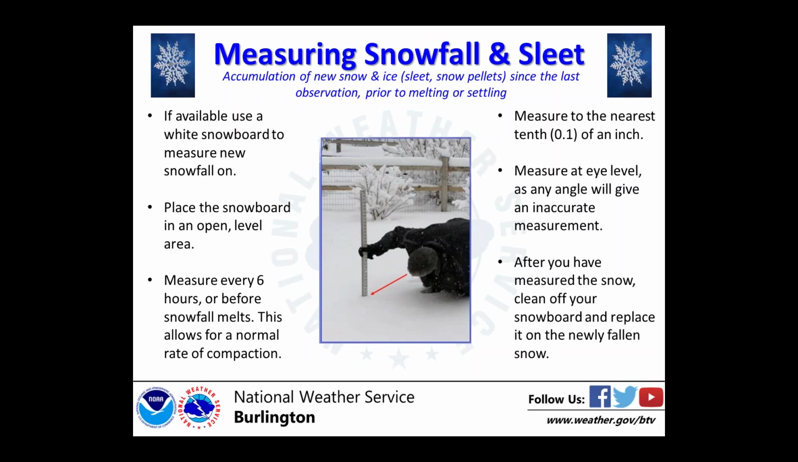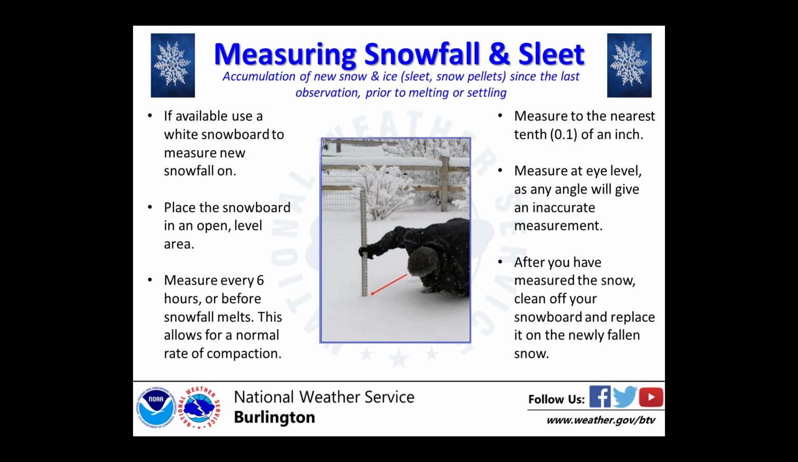Just some tips for measuring snowfall and sleet. You want to measure snowfall and sleet as the same. They're treated the same, but ice, when it's on branches and walkways and whatnot, you can measure separately. So you want to try to measure every 6 hours before the snowfall melts, so that there's no compaction or settling. You're measuring to the nearest tenth of an inch, and you want to get down as low as possible so you aren't looking at it at an angle, and therefore you'll get the most accurate measurement possible.